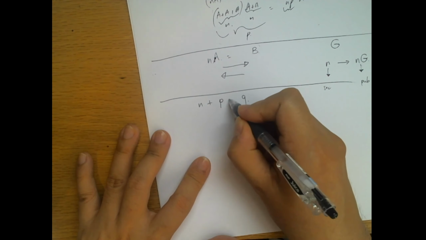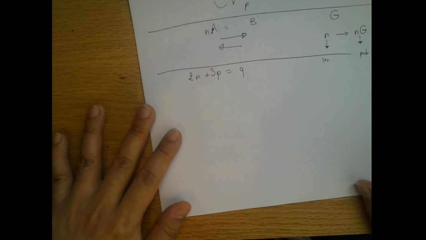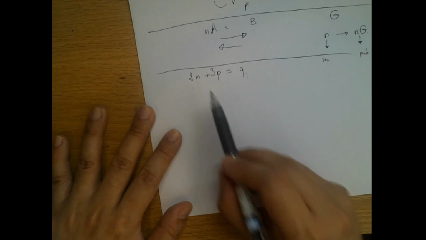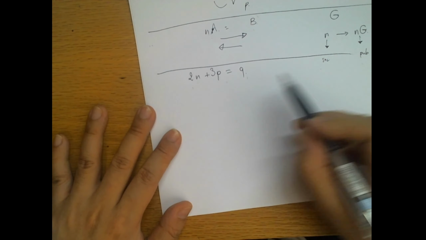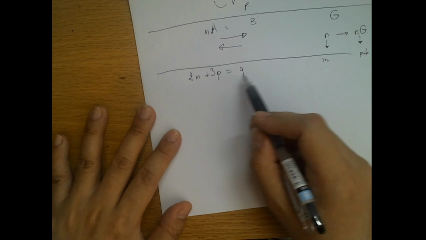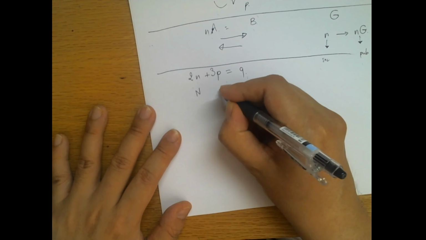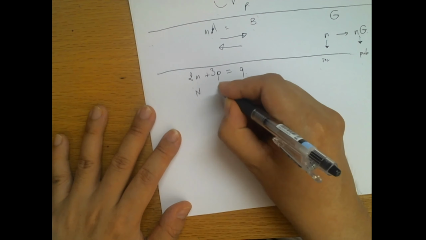Not every relation will work, but if it's a linear relation, it will. It could be n plus p plus q, or 2n plus 3p equals q. Anything that is a linear combination will work, in the sense that if you go from secret to public, you generate the points that match n, p, and q, which we call big N, big P, and big Q.